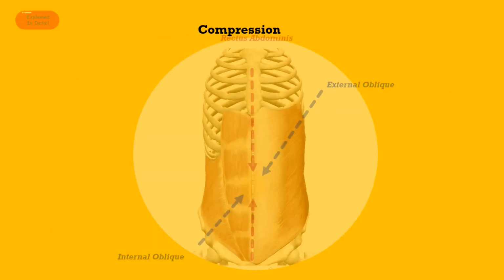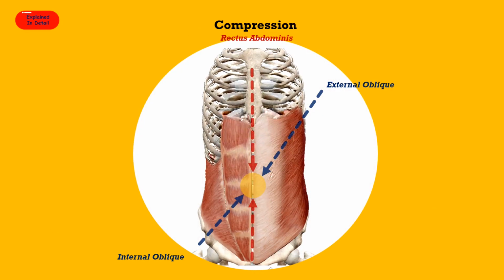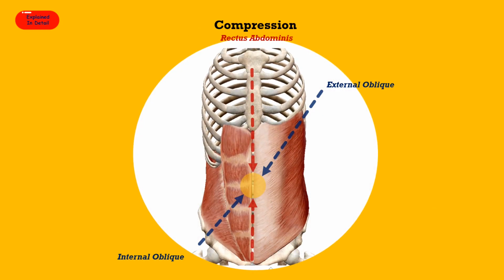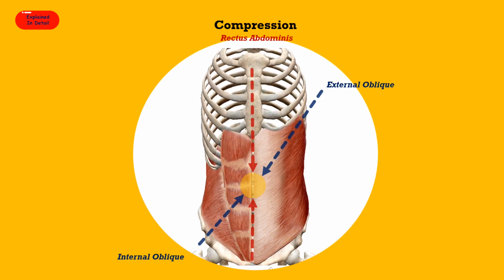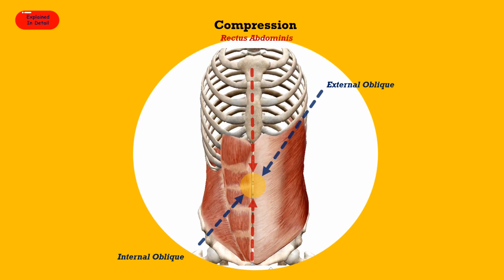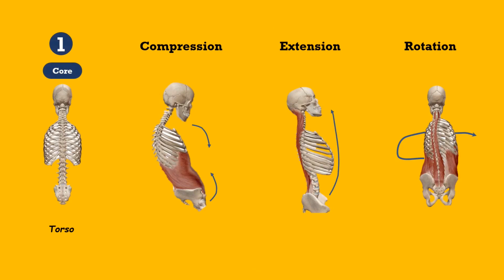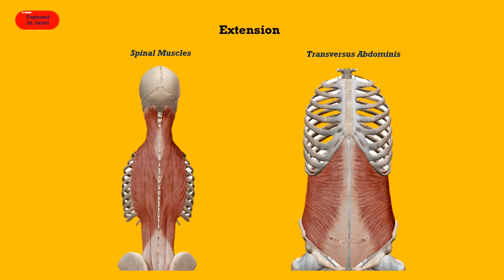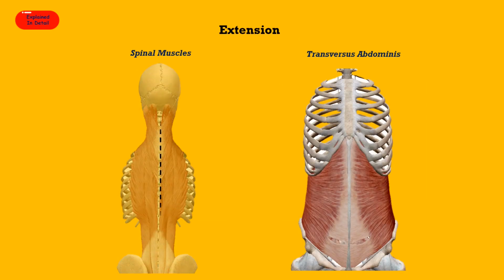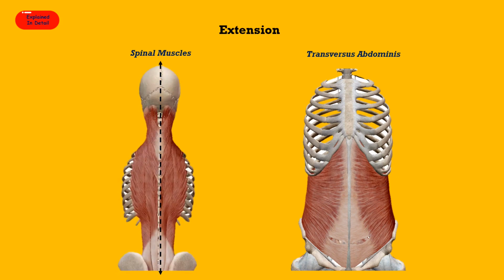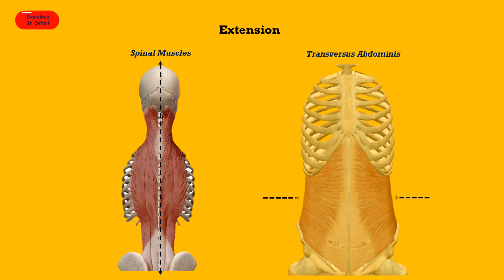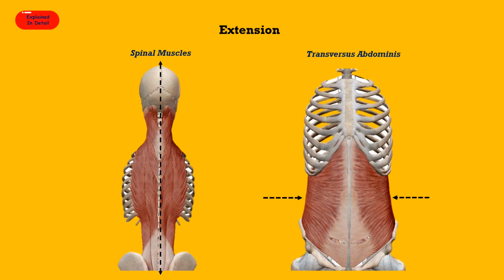When it comes to core compression, our main movers are the abdominal muscles with relatively vertical striations that compress the torso into a central point. The opposite of this action is core extension. With core extension, the spinal erector muscles allow for spinal extension, while the transversus abdominis adds abdominal tension.